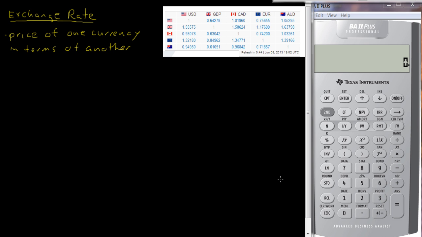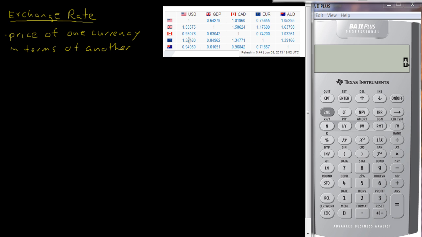Let's take a look at the concept of exchange rates. Exchange rates represent the price of one currency in terms of another. So you can think of a foreign currency as a good that you're actually purchasing.